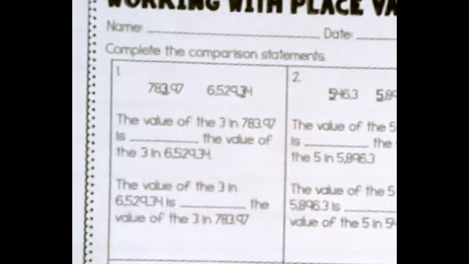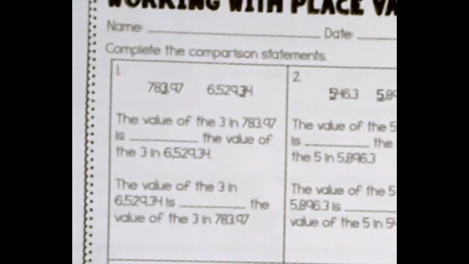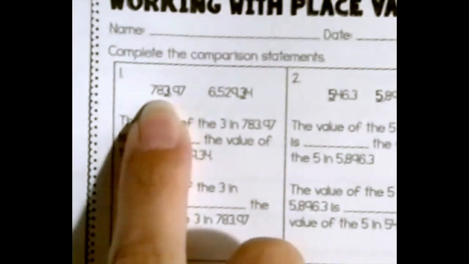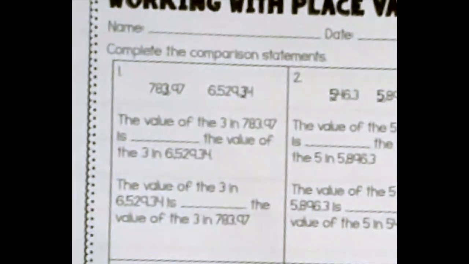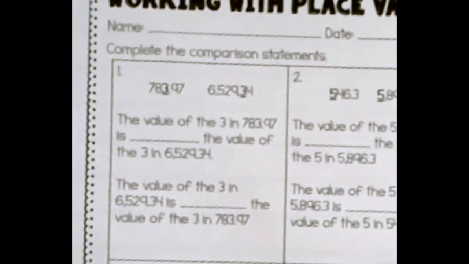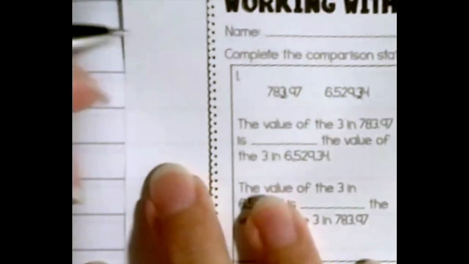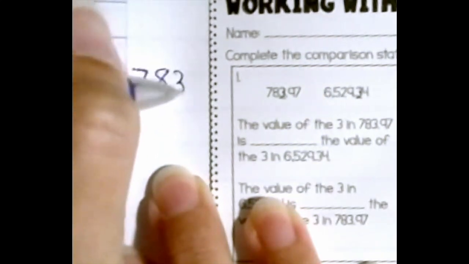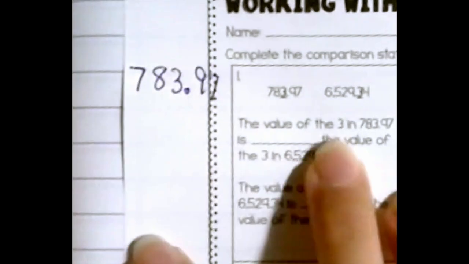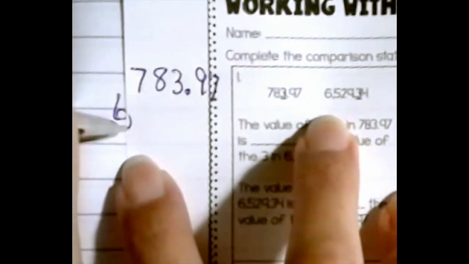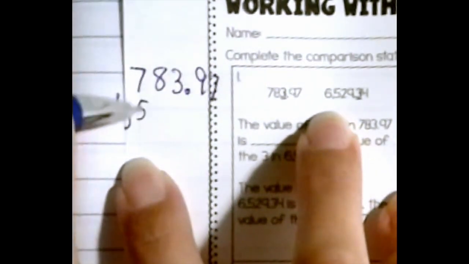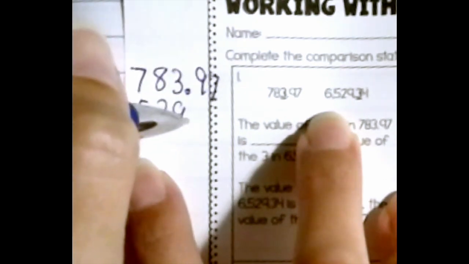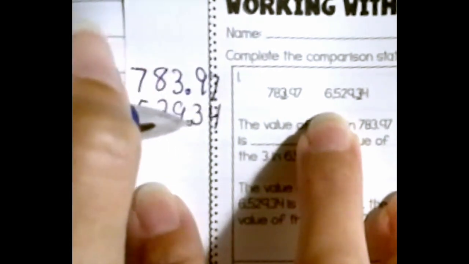Whenever we compare values, we always want to write them on top of each other. We never want to look at and compare values one on top of the other, and we're going to compare decimals in a couple of weeks. And so it's always good to take the two numbers that you're comparing and rewrite them one on top of the other, lined up by place value. So 783 and 97 hundredths, 6,529 and 34 hundredths.